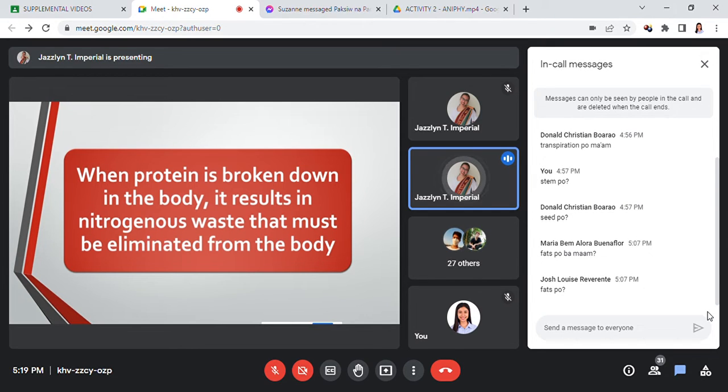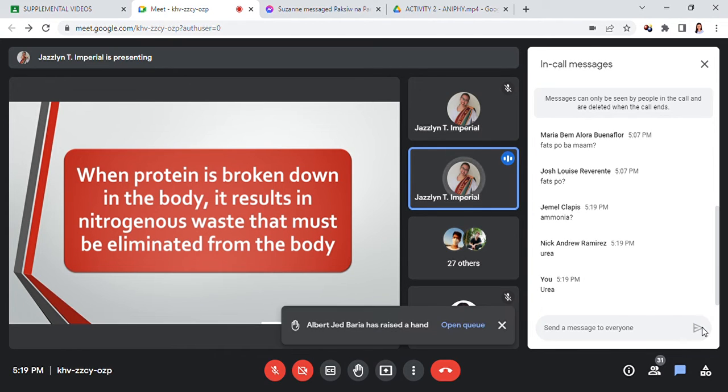Do you have an idea what this nitrogenous waste is? Let's say especially for humans like us. Ano yung immediate nitrogenous waste that is produced from the metabolism of protein? Anyone who has an idea? Yes, ammonia according to Gemel. Nick says urea, Ashley urea. Anyone else?